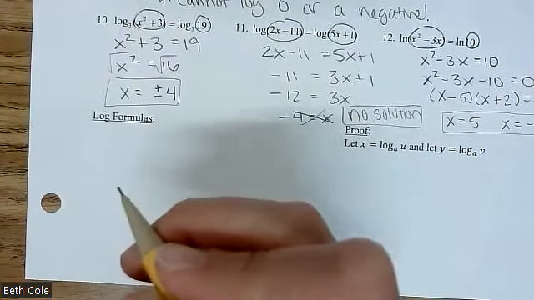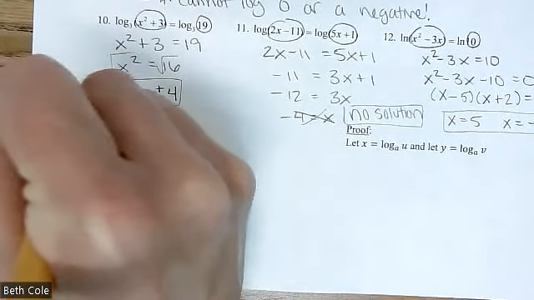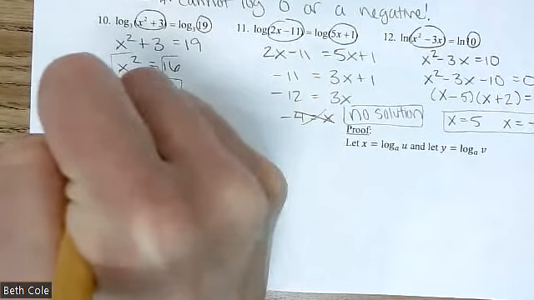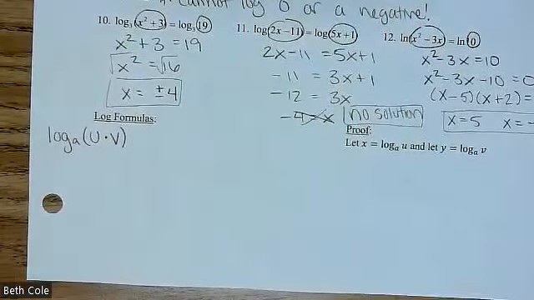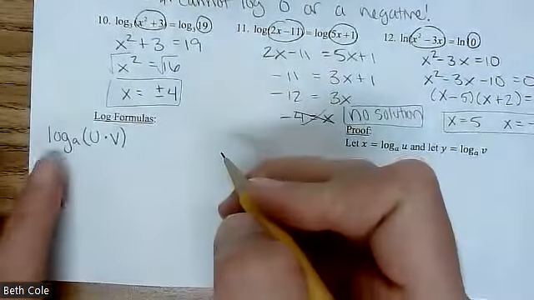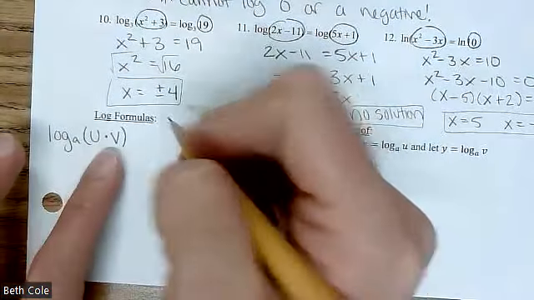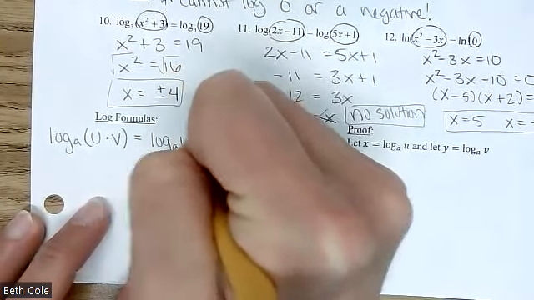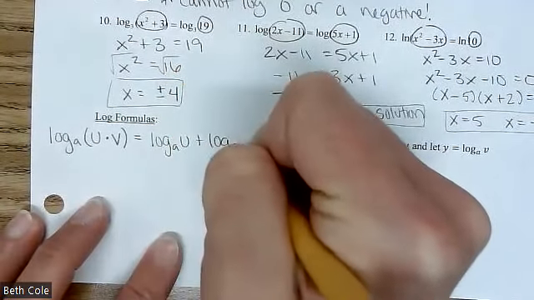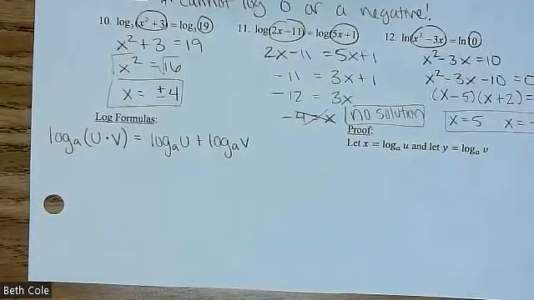There's 4 of these. All right, log base A of u times v. You're going to have u's and v's in this, so try to make your u's really curvy and your v's really pointy, okay? Log base A of u times v. So if you're multiplying 2 items in there, when you separate it into 2 separate logarithms, you're going to add them. So it'd be log base A of u plus log base A of v.